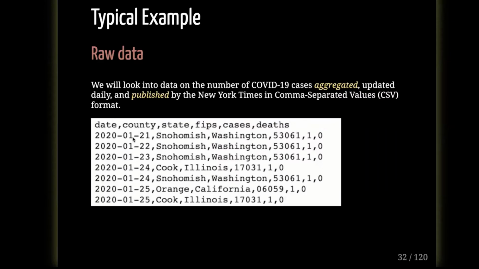The data we'll look at has date in the first field, county, the name of the county, in the second, the state that it's in, FIPS, which is this number here, 53061. I'll tell you what that is in a second. Then the number of cases that day in that county. So in Snohomish, Washington on January 21st, 2020, there was one case. On January 22nd, there was one case. So that's the way the data is structured: one day, one county, number of cases, and number of deaths.